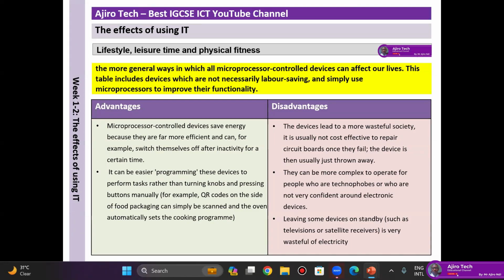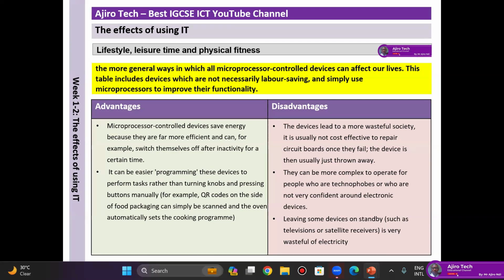It's easier for programming, okay? Because it can be programmed to do some tasks for you. An example is when you have a QR code on the side of the food, and it can be scanned, and the oven will automatically set the cooking program. So you can just scan, and there's a structure on which that particular item can be done. So all these things are very, very important.